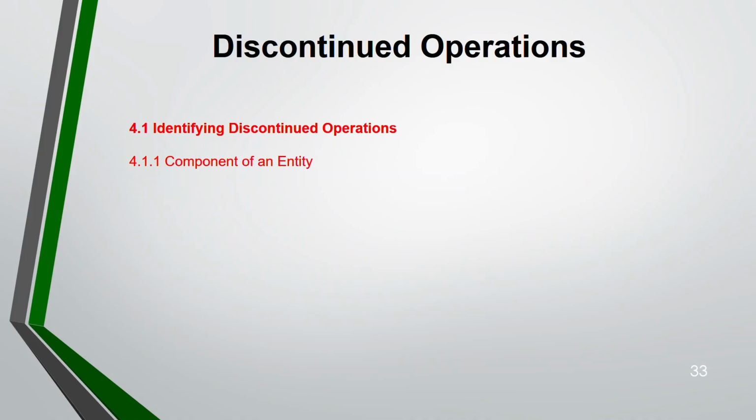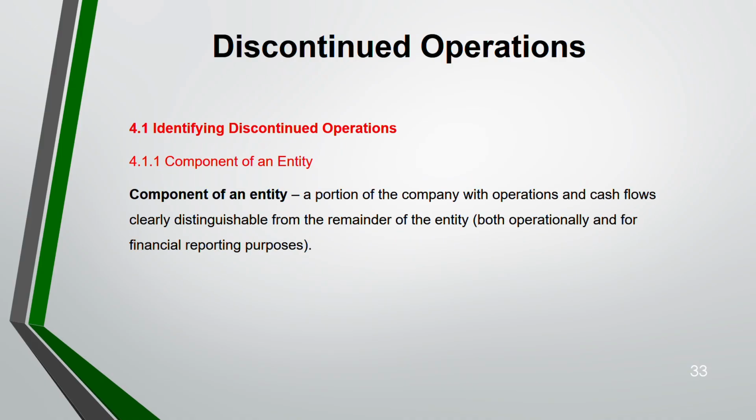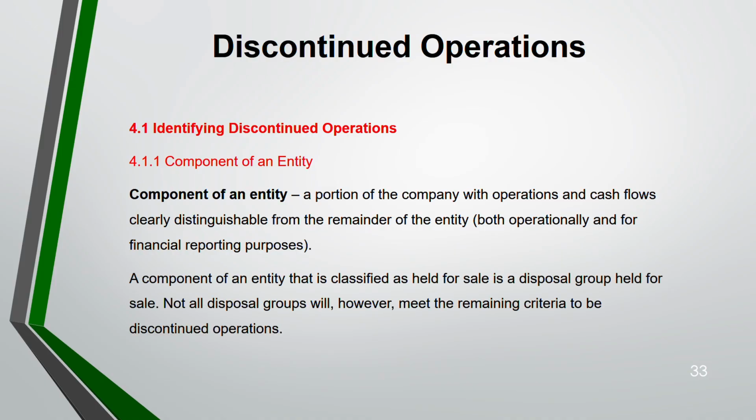First, let's go through component of an entity. It's a portion of the company which can operate on its own, which raises cash flow, and you can clearly identify it from the remainder of the entity. So a component of an entity that is classified as held for sale is a disposal group that is held for sale, because a component of an entity will have so many assets and liabilities in it. So you can't say it's a non-current asset held for sale. It is a disposal group held for sale.